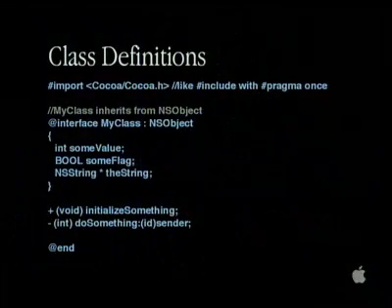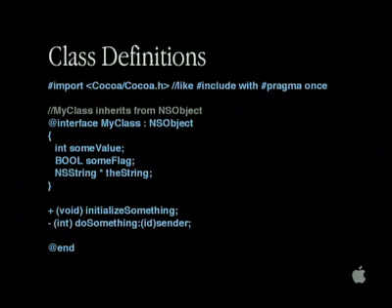Here's what the class definition looks like. Note the pound import on the first line. Objective-C does support the standard pound include directive used in C, but it has this additional import directive as well, which is what's typically used. And what it actually means is the same thing as a pound include with an implicit pound pragma once to tell the compiler that each header should only be included once.